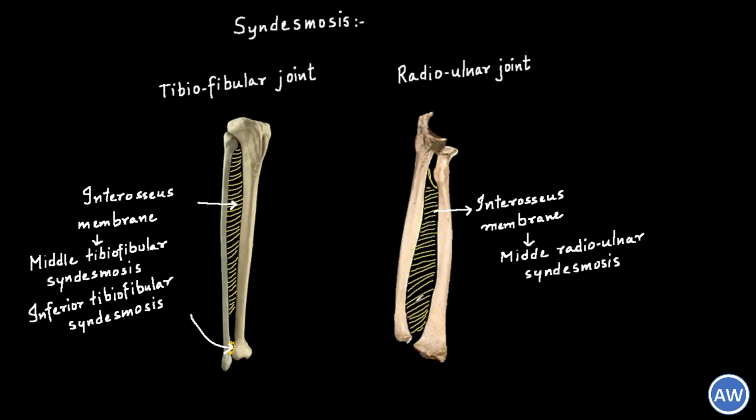The syndesmosis between the ulna and the radius, forming the middle radio-ulnar joint, permits rotation of the radius bone during forearm movement.